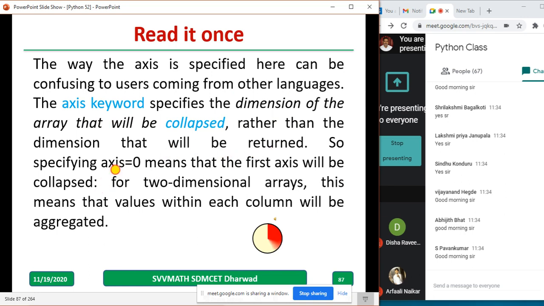So, specifying axis 0 means that the first axis will be collapsed. For a two-dimensional array, this means that values within each column will be aggregated. This is one point which you have to remember. This we have already discussed in the last class. Let me go to the next.